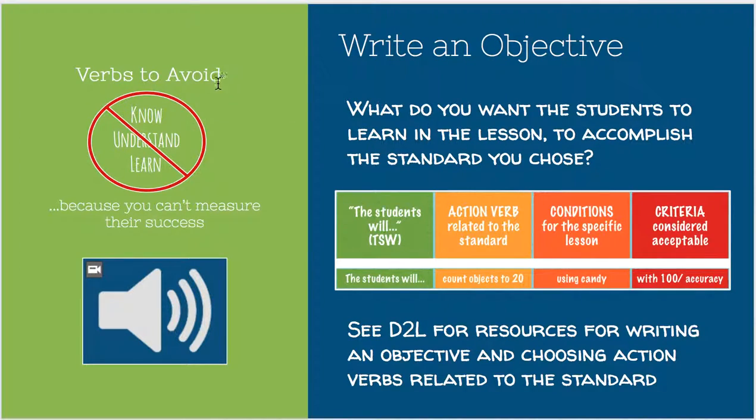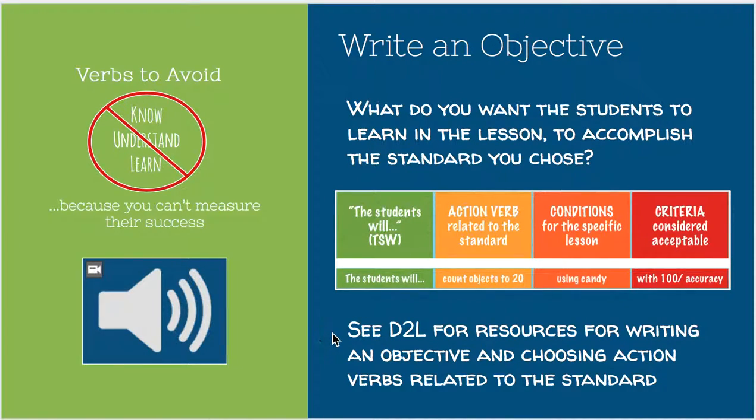We want to avoid these three words: know, understand, and learn. Those are the verbs that are most commonly used in objective writing, and they are a very poor choice because as teachers, how do we know if a child knows something? How do we know they understand? How do we know they have learned? That's where we have to pick a verb that's more applicable.